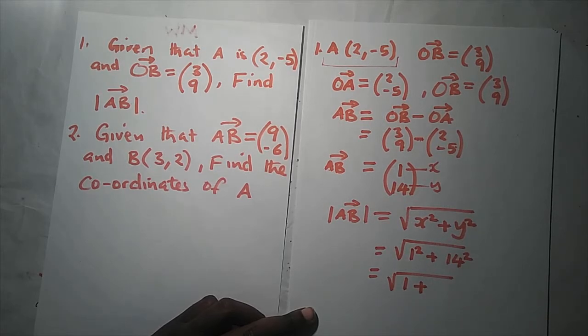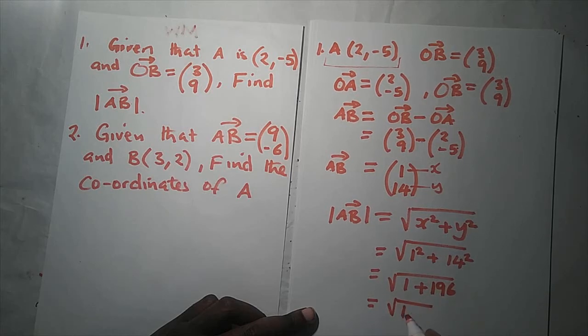Okay, which will give us the square root of 1 plus, and then 14 squared. Let me just use my calculator here to find what 14 squared is. So 14 squared is actually 14 times 14. So this gives us 196. And then we are going to add those two. We'll get 197. And then now we can find the square root of 197 by using our calculators.